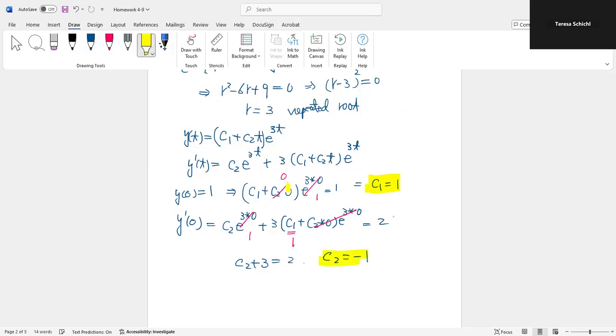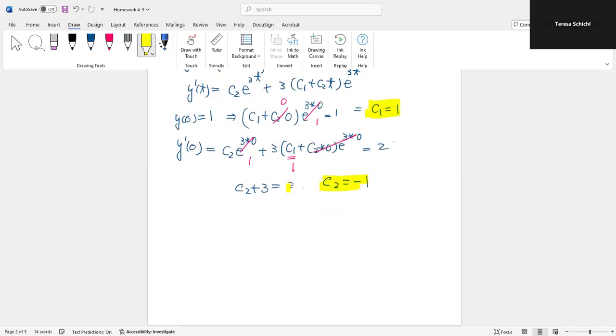Good. Now after that, I finally solve for my general solution. y(t) is equal to (C1 plus C2 t) e^(3t), with C2 equal to negative 1, so (1 minus t) e^(3t). Or you can write it as e^(3t) minus t e^(3t).